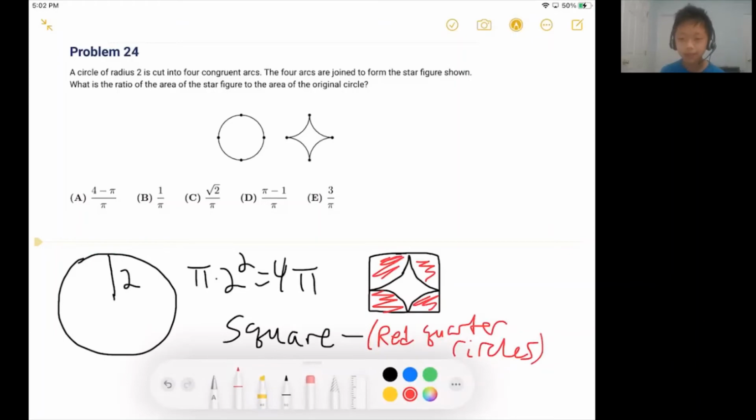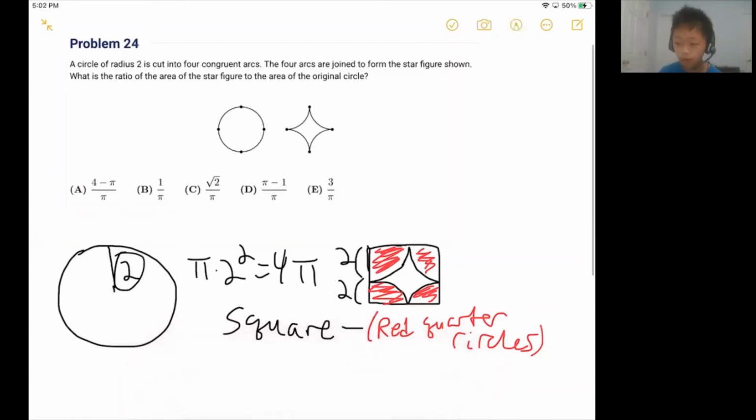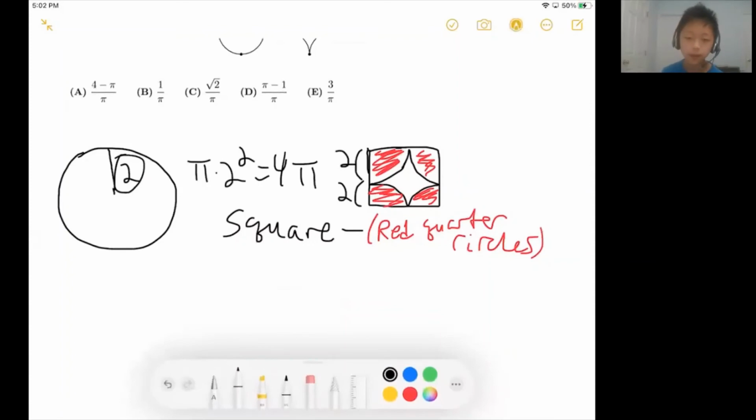The reason this is much better for us to handle is because we know how to find the area of a square, and we know how to find the area of these quarter circles. So we can find the area of the star figure. We're given that this circle has a radius 2, and that means each of these lengths is 2. That tells us that the side length of the square is going to be 4. So the area of the square is just 4 squared, which is 16.